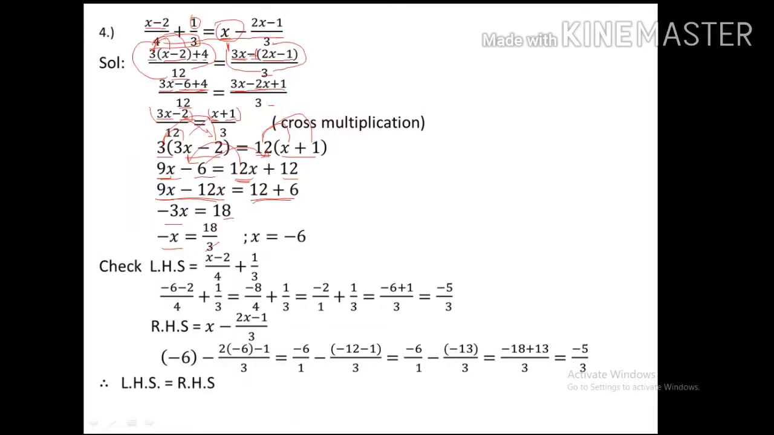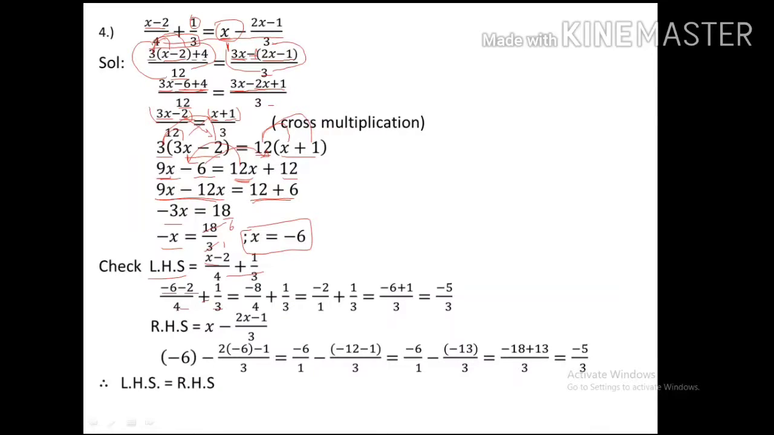Now 3 ones are 3 and 3 sixes are 18. So the value of x is what? Minus 6. Now check LHS. The LHS part is (x minus 2) upon 4 plus 1 upon 3. So at the place of x we will write (minus 6 minus 2) upon 4 plus 1 upon 3.